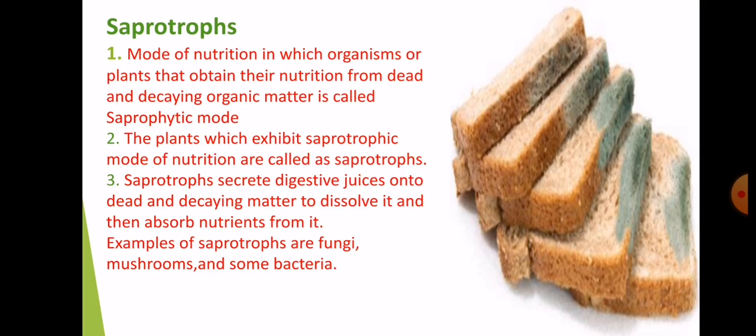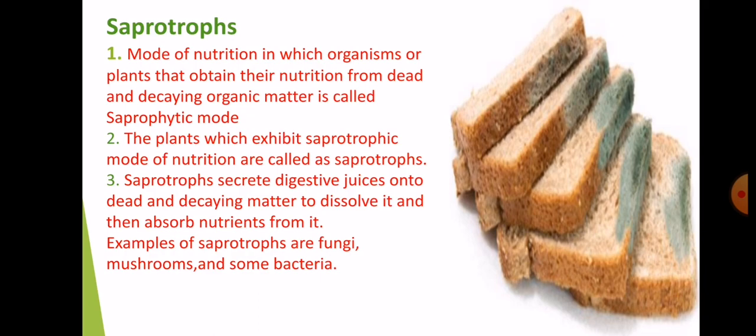Okay, so what happens in this type of nutrition is that the organisms or plants obtain their nutrition from dead and decaying organic matter. This mode of nutrition is known as saprophytic mode, and the organisms which exhibit the saprophytic mode of nutrition are called saprotrophs. Some organisms or plants survive on dead and decaying food and organisms. So this mode of nutrition is called saprophytic nutrition.